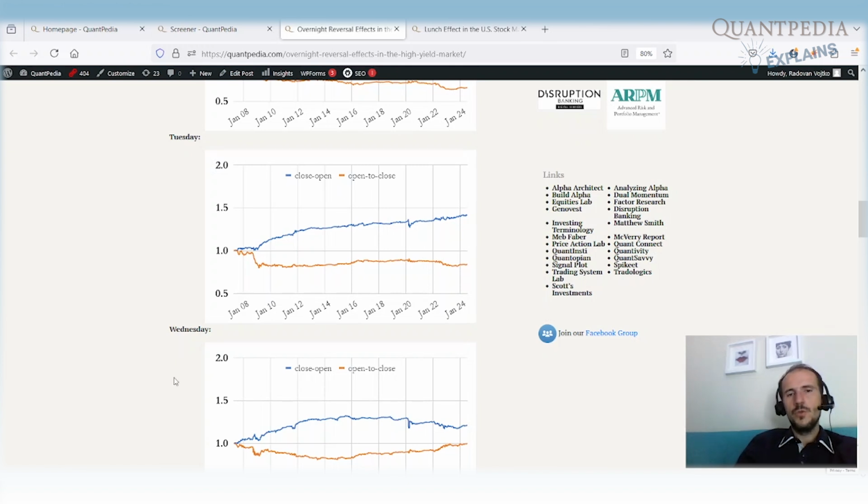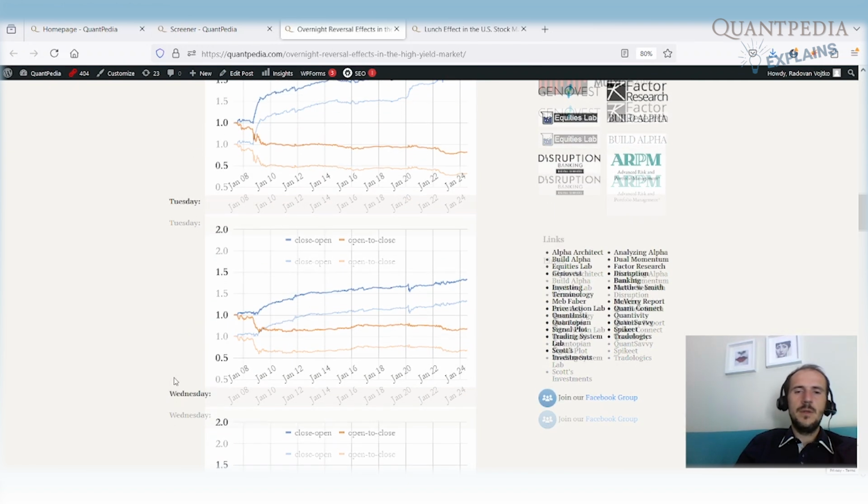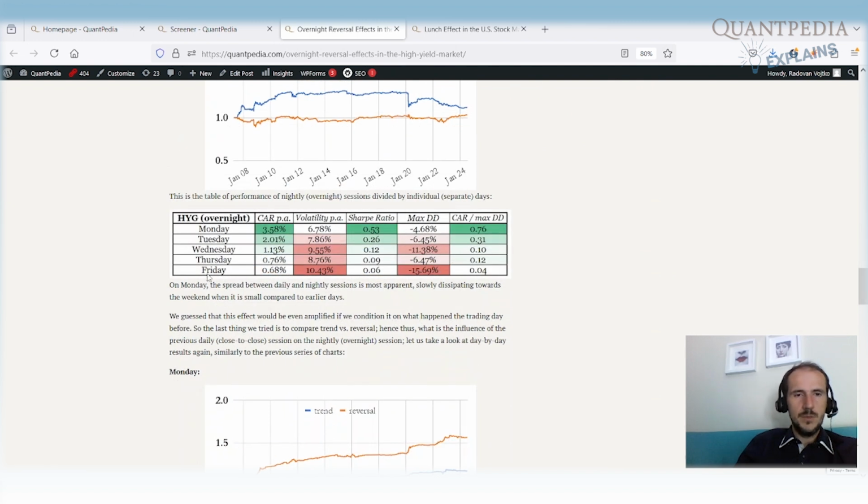If I could choose which days to trade, I would only trade the Mondays and Tuesdays. But we can even improve this simple seasonality. Here is the table. We can see that on Monday, the overnight performance is over 3%. On a Tuesday, the overnight performance is over 2%, and Wednesday, Thursday, Friday, we are nearing 0.